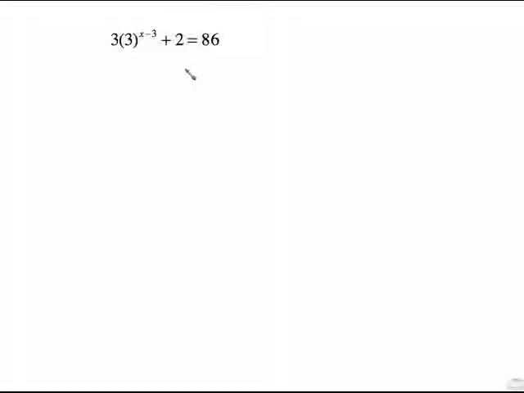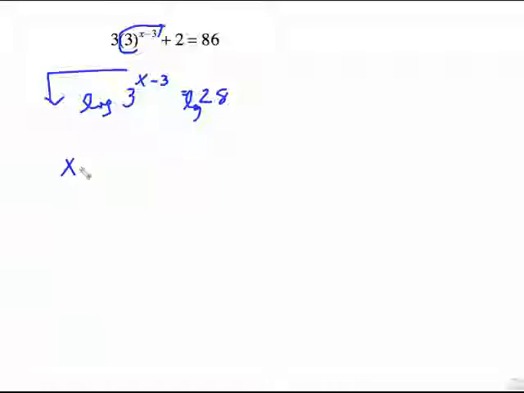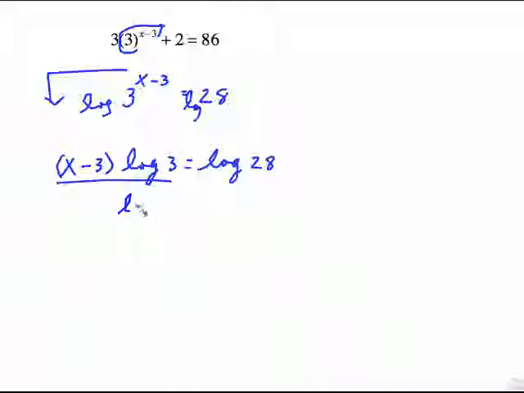This is another one that requires a little bit more work. I need to isolate the exponential before I take the log of both sides. So subtract 2 from both sides and divide by 3. I have 3 to the x minus 3 equals 28. Take the log of both sides. The x minus 3 gets to come down in front and become a coefficient. So this is x minus 3 times the log of 3 equals log of 28. I want to get x alone, so let's divide both sides by log of 3.